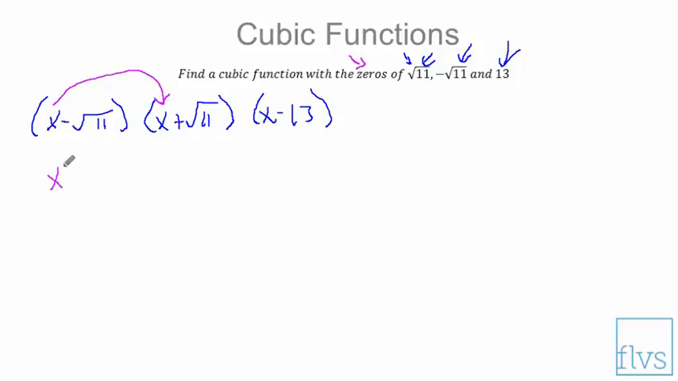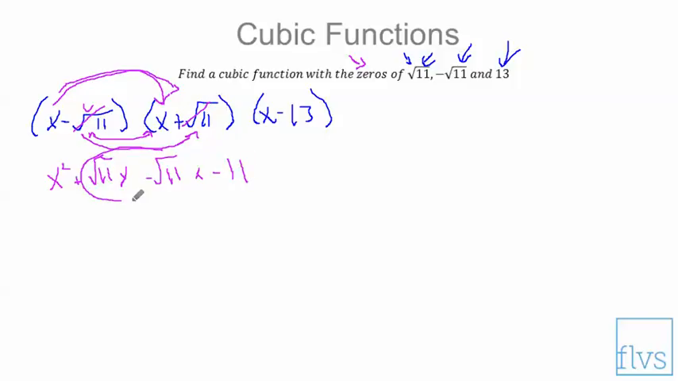X times x is x squared. X times radical 11 is positive radical 11 x. And then negative radical 11 times x is negative radical 11 x. And negative radical 11 times positive radical 11, the radicals will just go away. And negative times a positive is a negative, so it's just minus 11. We can simplify this. Plus radical 11x minus radical 11x will just go away, leaving me with x squared minus 11.